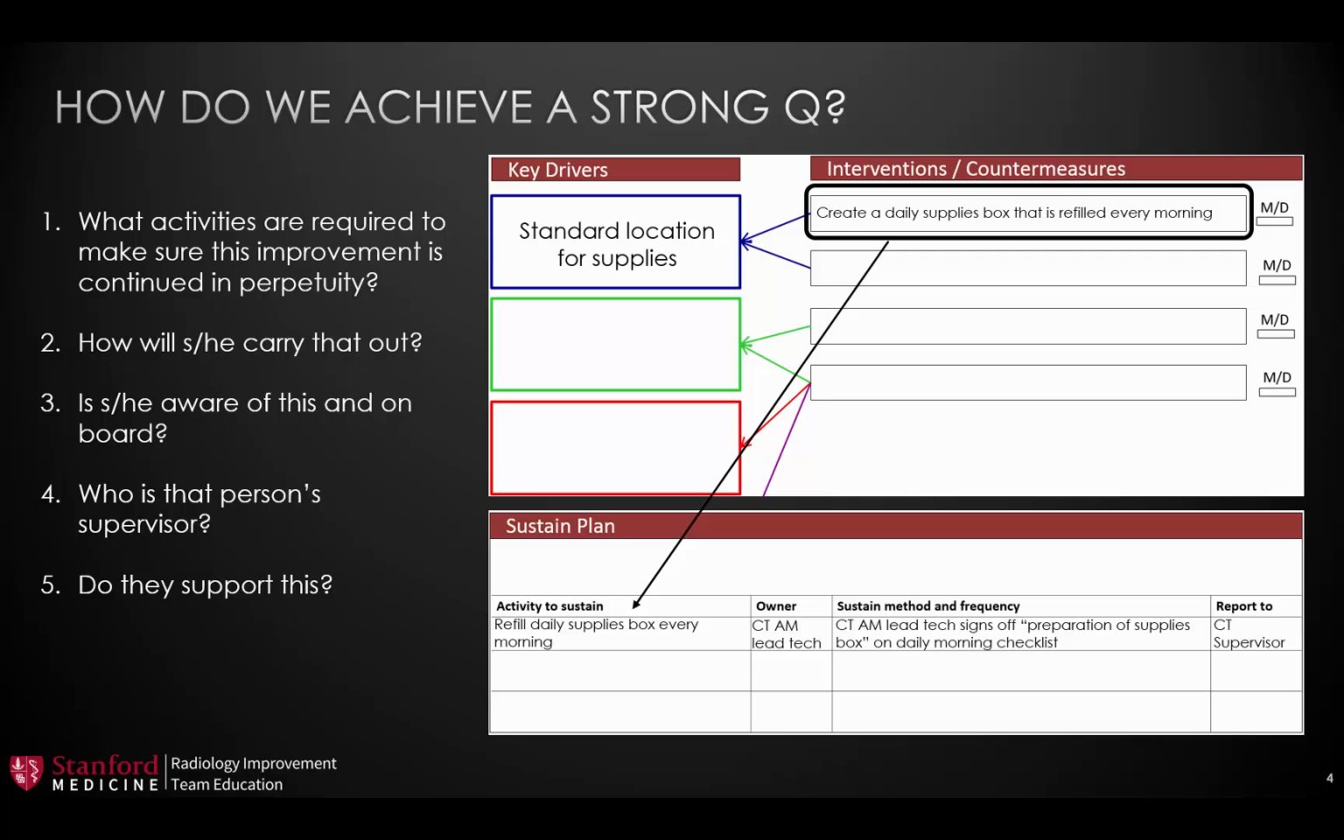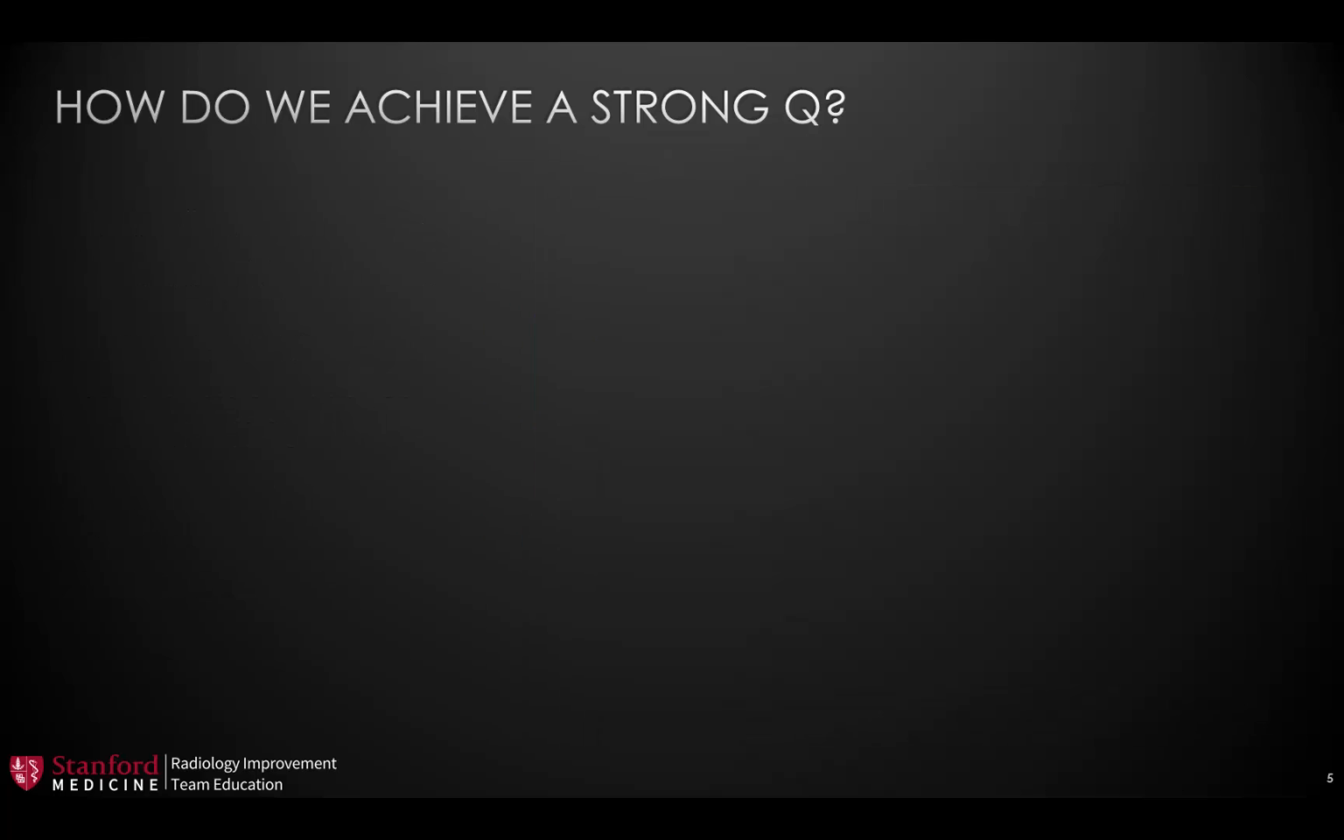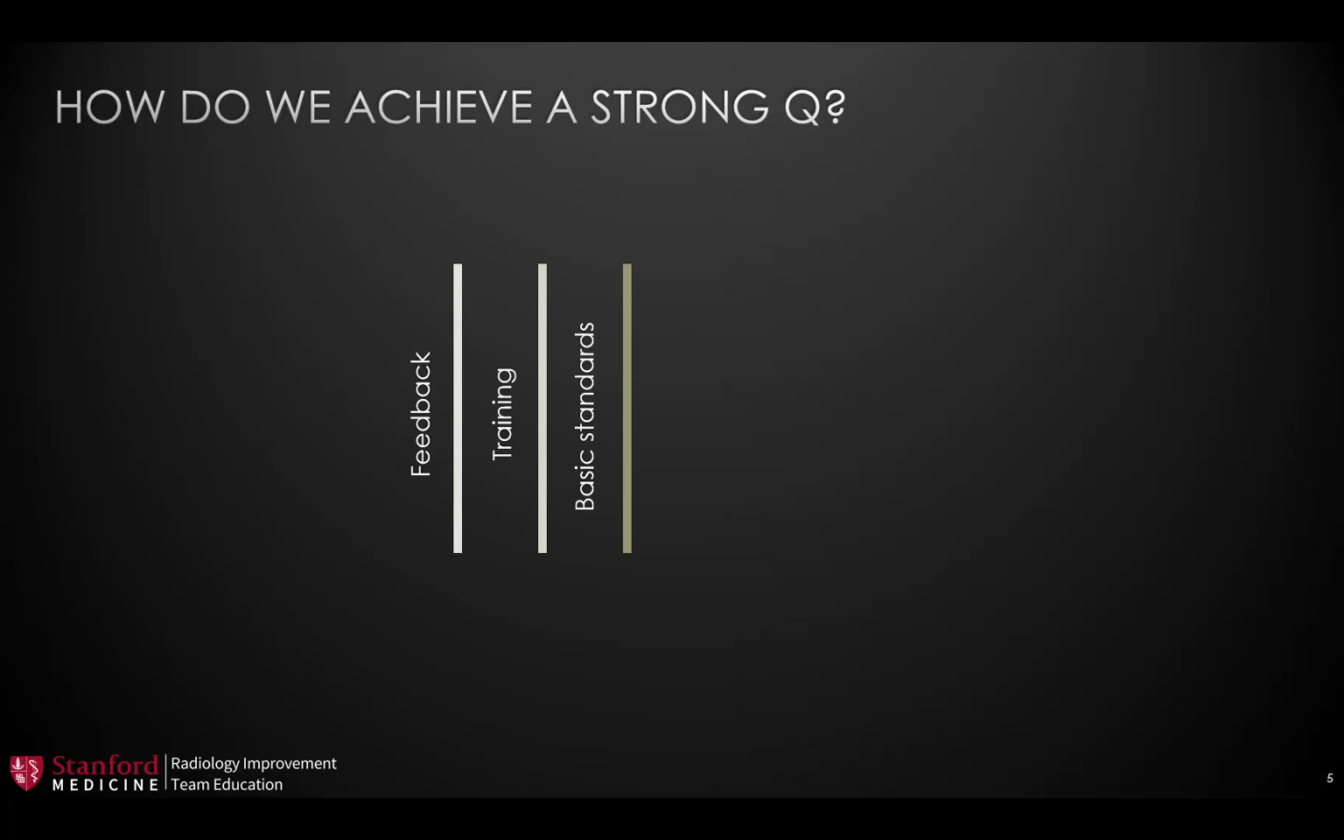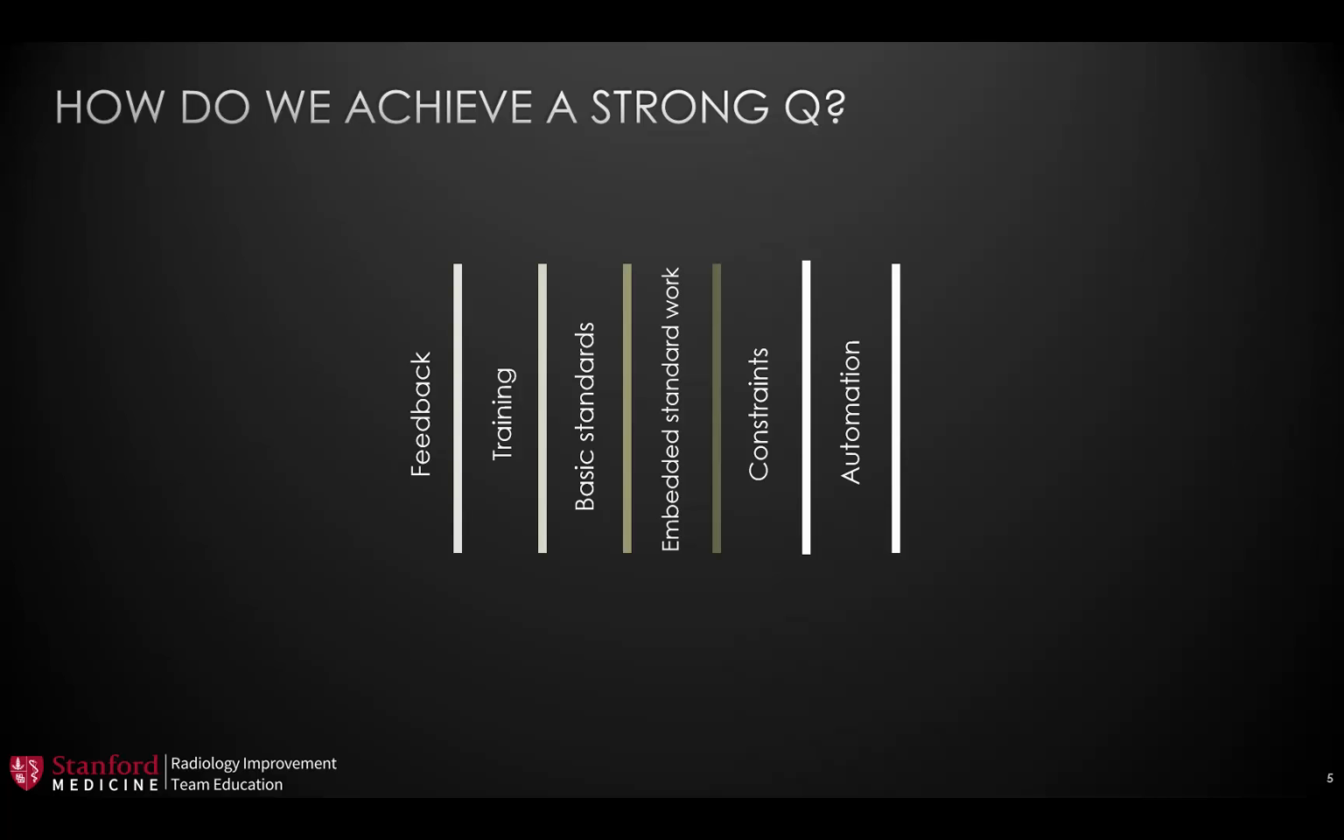Another thing to think about in achieving a strong Q is the type of solutions we're coming up with. So a lot of times when we're faced with problems, one of the first things we say is, guys, let's just give them some feedback. Let's just give the team some feedback, and that's going to help them improve. Or maybe training. Maybe we'll set some basic standards. Maybe we'll do some embedded standard work into the process. Set some constraints. Maybe we can even automate it or redesign the whole process to our new solution.